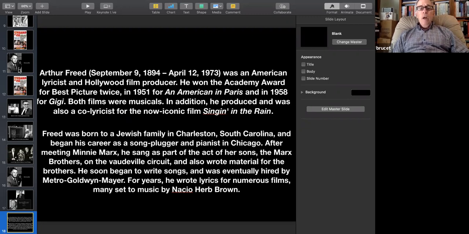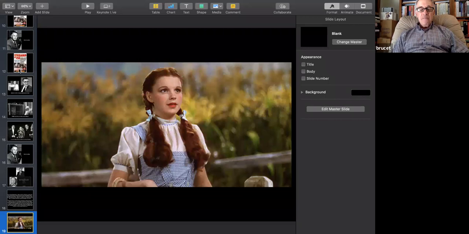Who was Arthur Freed? Born to a Jewish family in Charleston, South Carolina, began as a song plugger and pianist in Chicago, met Minnie Marks, who was the mother of the Marx Brothers, met them on the vaudeville circuit. That was the beginning of his career, and also wrote material for them. So he began to write songs and eventually, obviously, found his niche at Metro-Goldwyn-Mayer.